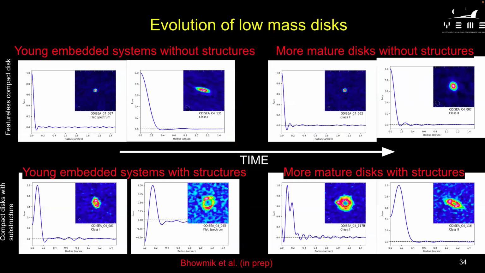But this is the new result. We have young embedded systems without structure, more mature disks without structure, and the bottom panels are all with structures. So the young disks with structures and mature disks with structures. Class 1 disk with structure, class 2 disk with structure, and this is class 1 disk without structure, class 2 disk without structures.